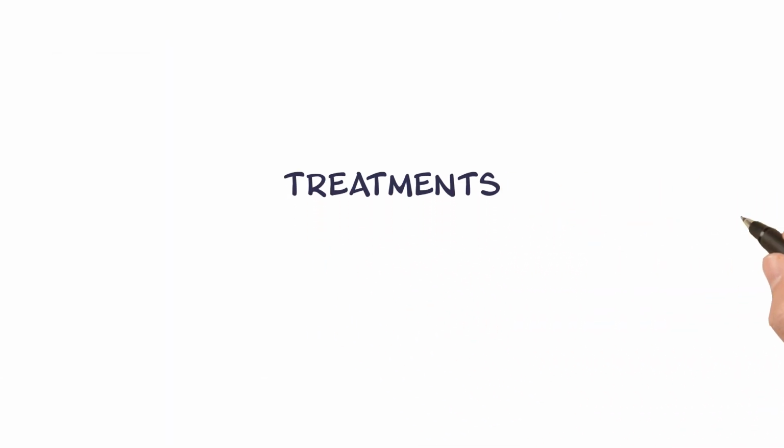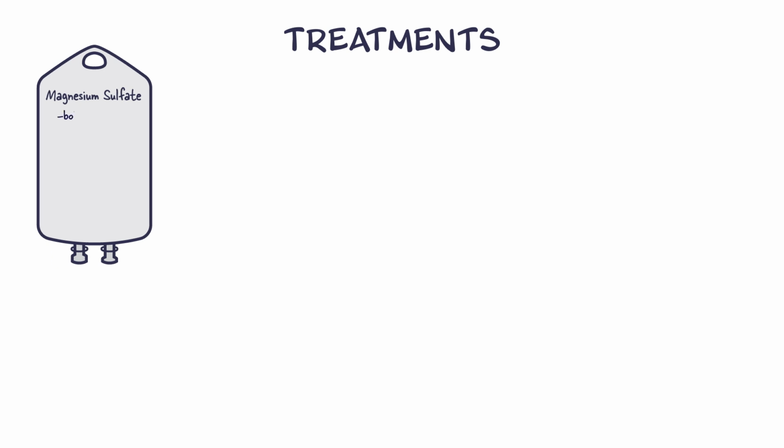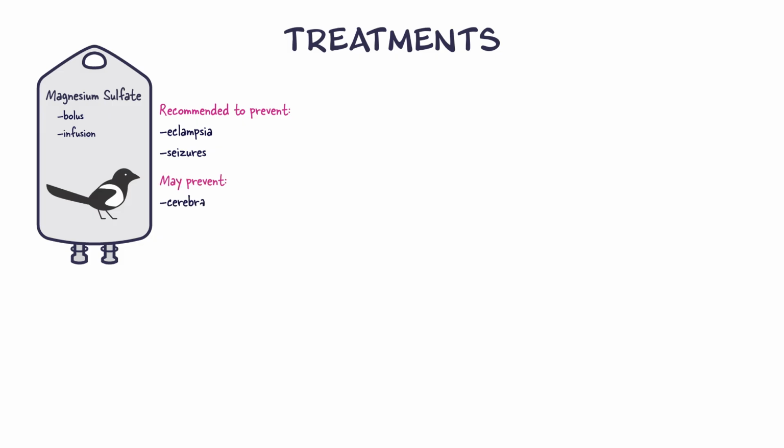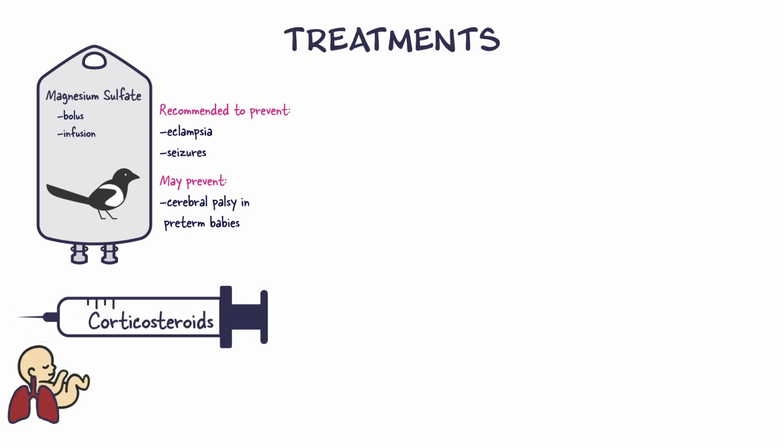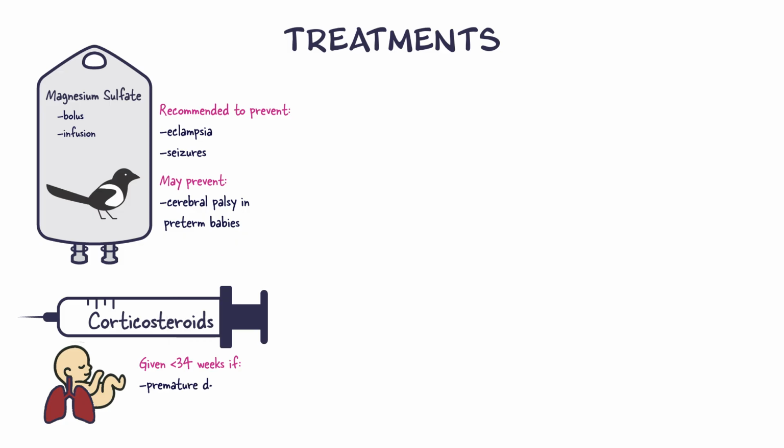Treatments include magnesium sulfate, bolus, and infusion based on the MAGPIE trial. This is recommended to prevent eclampsia or seizures. Magnesium may also prevent cerebral palsy in preterm babies. Corticosteroids for fetal lung maturation should be given before 34 weeks gestation if premature delivery is anticipated.